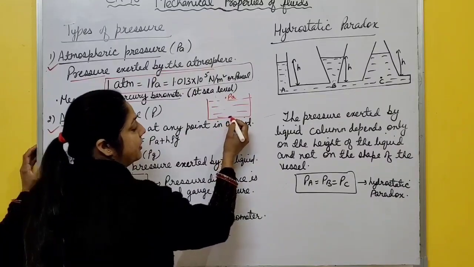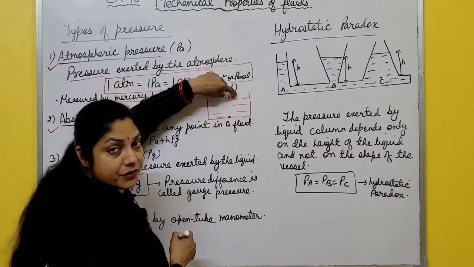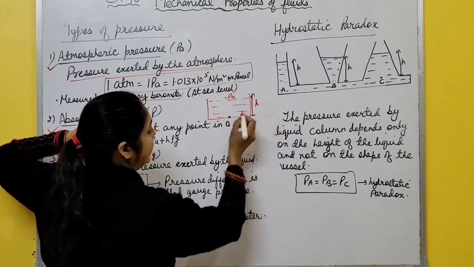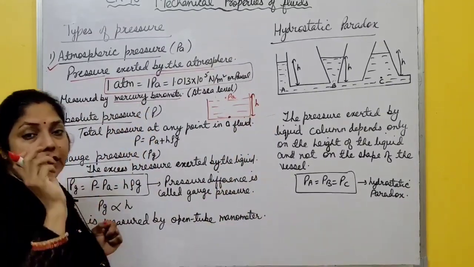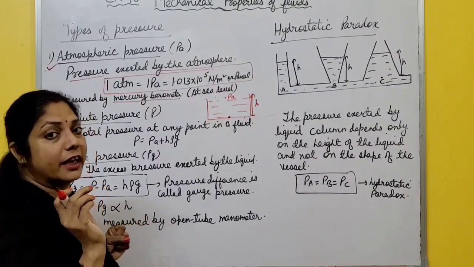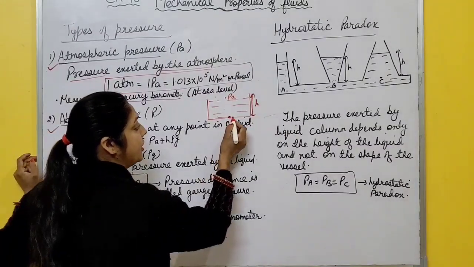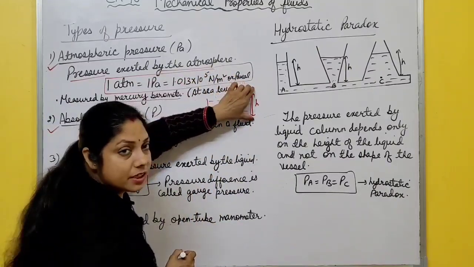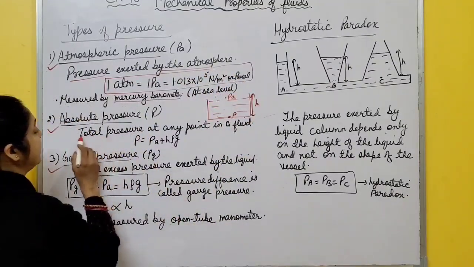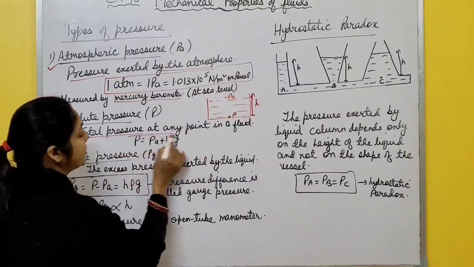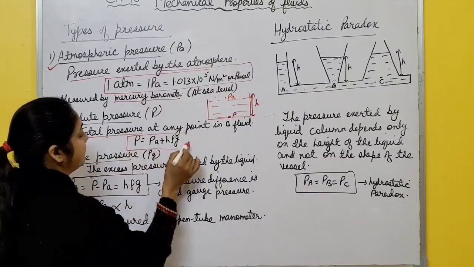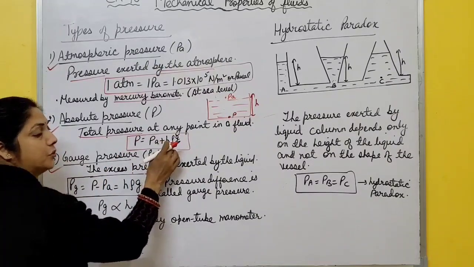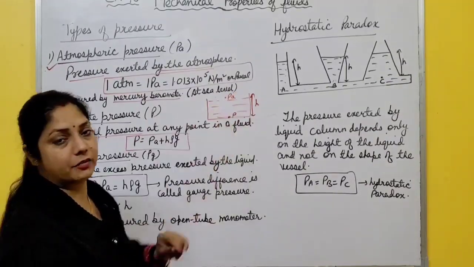So at this point, pressure is due to atmospheric pressure plus, suppose this liquid column is of height h, and you know pressure due to a liquid column is given by what? h rho g. So at this point total pressure is atmospheric pressure plus that due to this liquid column h, and this total pressure exerted at any point in a fluid is called absolute pressure. Actual pressure is atmospheric pressure plus h rho g, where h is the height of the liquid column.